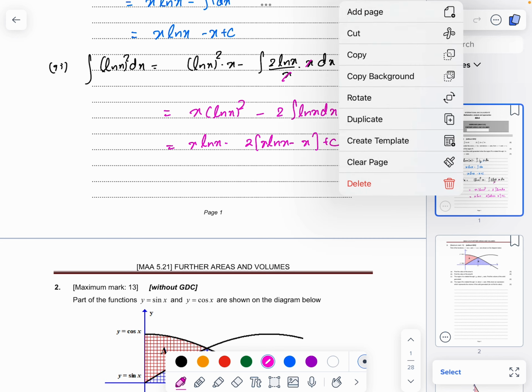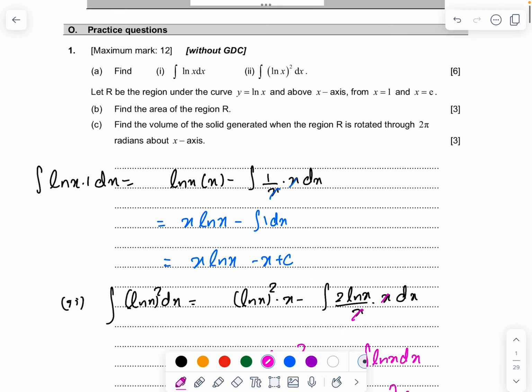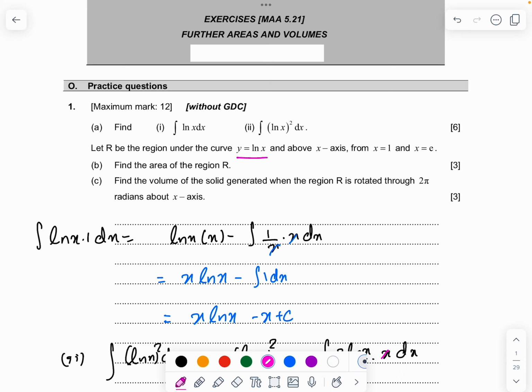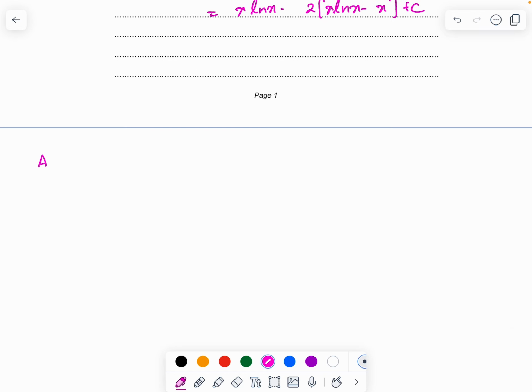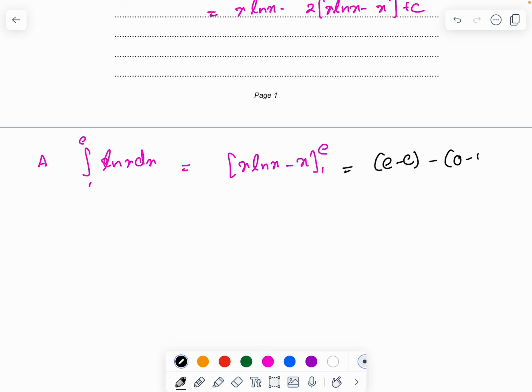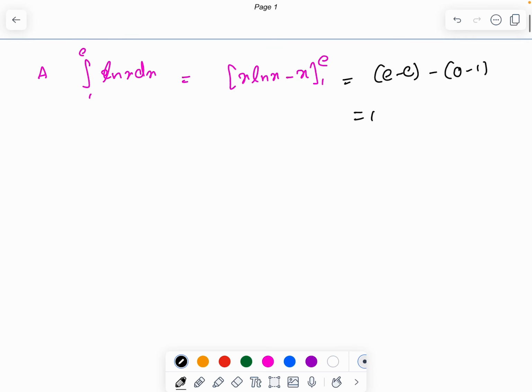Now coming to the second part of the question. What is the second part of the question? y equals ln x, the x-axis, and the limits are 1 to e. Find the area, then find the volume generated with 2 pi along the x-axis. So for finding the area, it is integral 1 to e ln x dx. So it's going to be, ln x integral is x ln x minus x from 1 to e. When I plug in the values, it becomes e minus 0 minus 1, which is going to be 1.